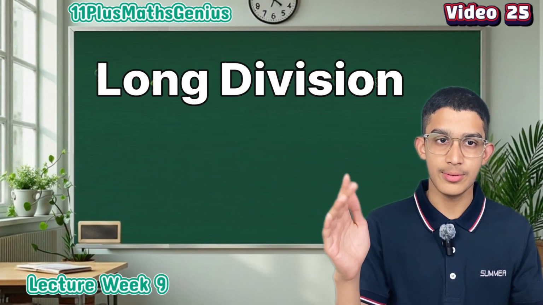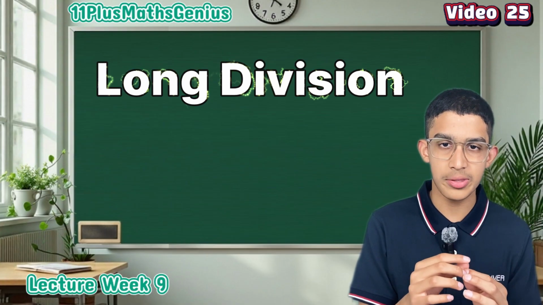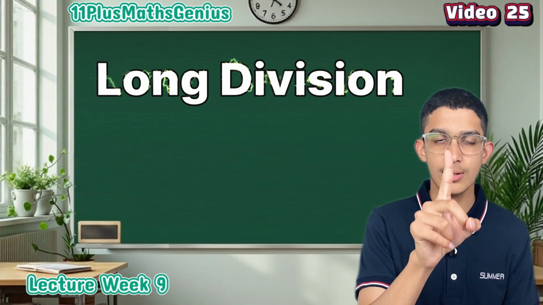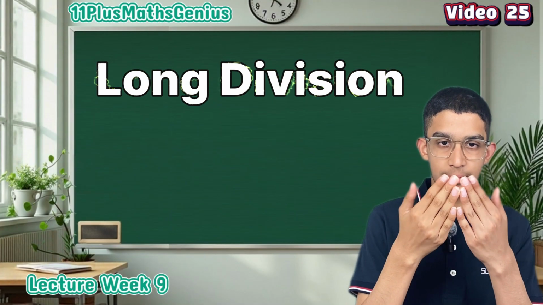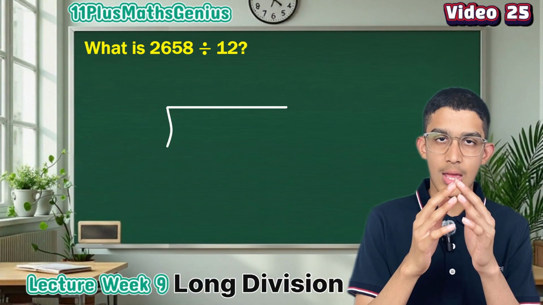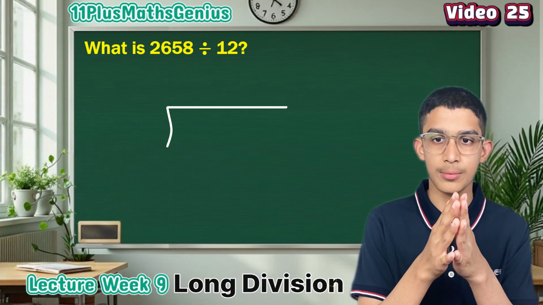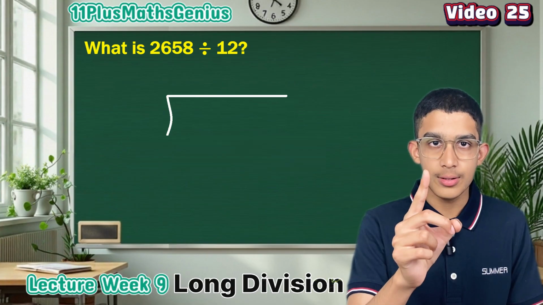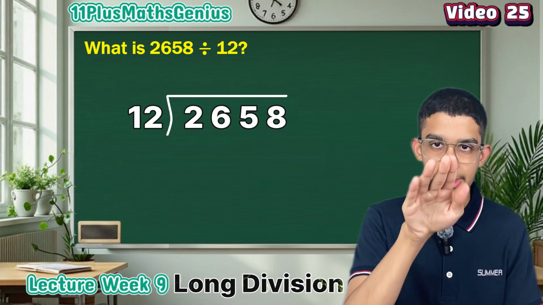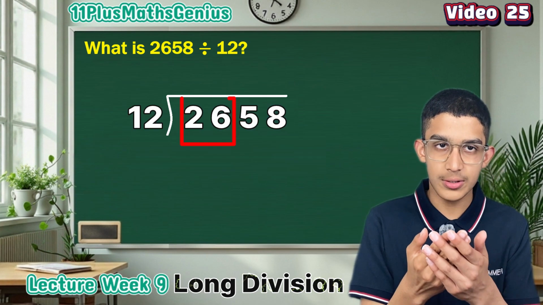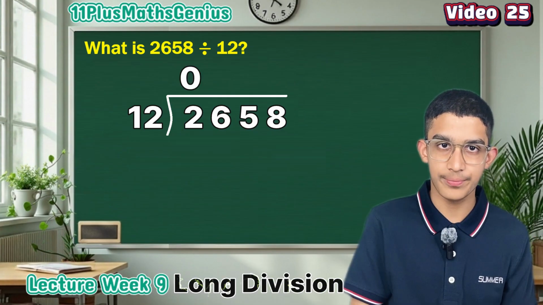Long division. We use long division when the division requires more than one line. The first line is the same as discussed before. Example, what is 2658 divided by 12? Step 1. Put them in the frame. Since 2 is less than 12, we use 26 and put 0 on the result line.